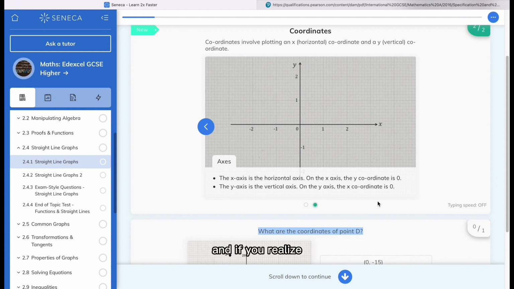So then if you're going to continue, you scroll down to continue, and we get questions after questions. And if you realize, if you purposely choose the question wrong, if you choose D and B, this will continue to move, and you get closer to the end. But if you get an answer right, your line will get longer and longer, until Seneca's algorithm thinks that you've actually learnt this.